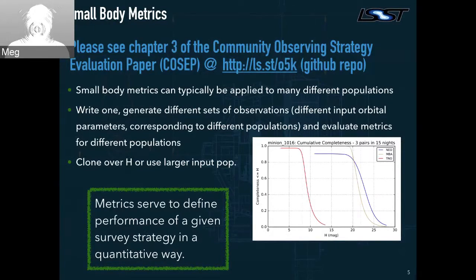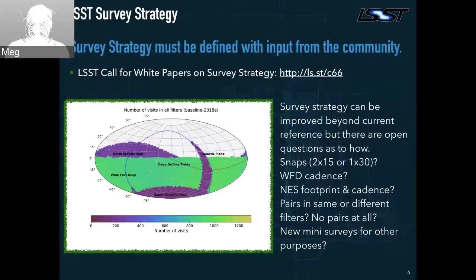The point is that these metrics serve to define the performance of a given survey strategy in a quantitative way, because that's what we need to be able to balance all the different survey strategies together, right? We may have particular concerns regarding the survey strategy for the solar system. Weak lensing may have different survey strategy concerns. At the end of the day, this is going to come down to, actually, I have a slide. This is where it comes to the call for white papers on the survey strategy. Those metrics that tell you how to evaluate the survey for a particular science goal work together to tell you what's the best survey strategy for you, right?